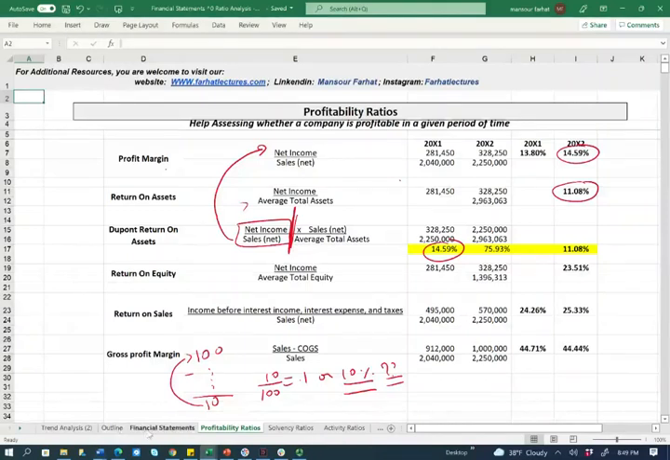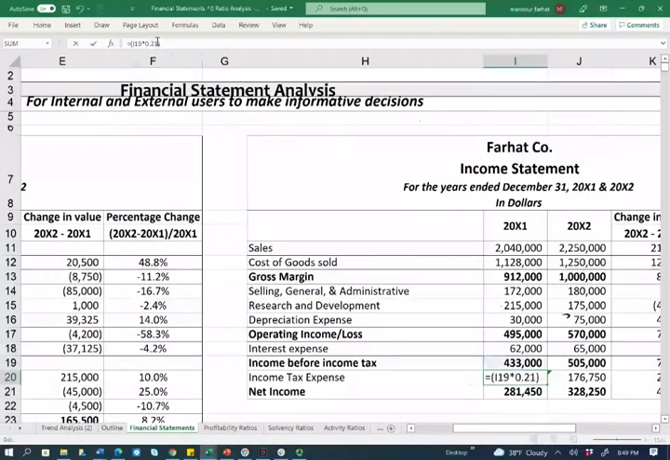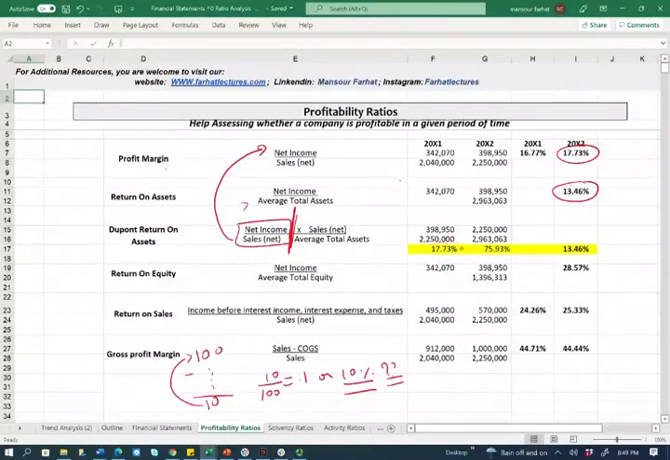Now, remember, if I change my tax rate, it's gonna increase. Let me go back and change my tax rate to 21%. Let's make those companies more profitable. Okay, let's go back here. Now, you just increase their profit margin just to show you how the taxes will affect your bottom line. So now their profit margin is 17.73.